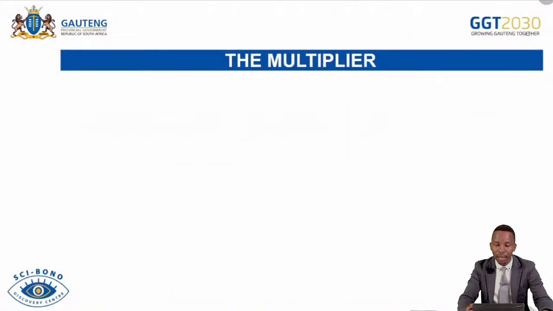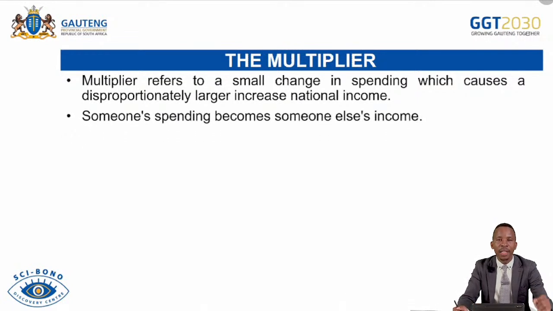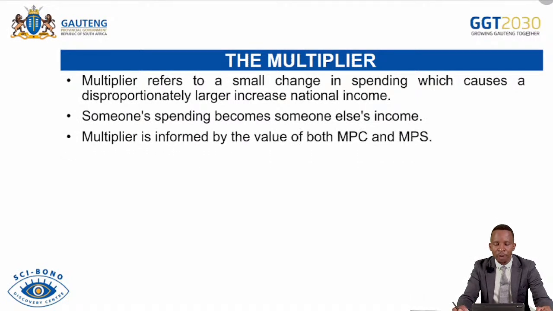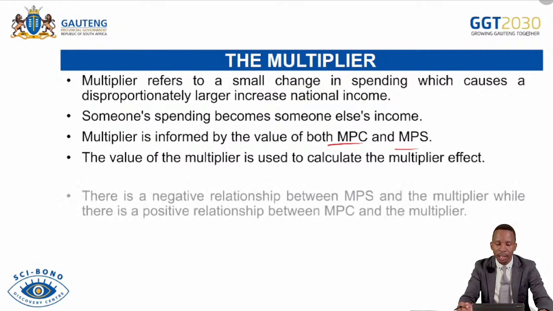Then this is the multiplier. So the multiplier refers, we know, to the small change in spending, which causes the increase in what we call national income. So in the multiplier, we say someone's spending becomes someone's income. The multiplier is informed by the likes of MPC and MPS. So these are two components that are used for us to derive the value of the multiplier. The value of the multiplier is used to calculate the multiplier effect, or the change in the aggregate national income.